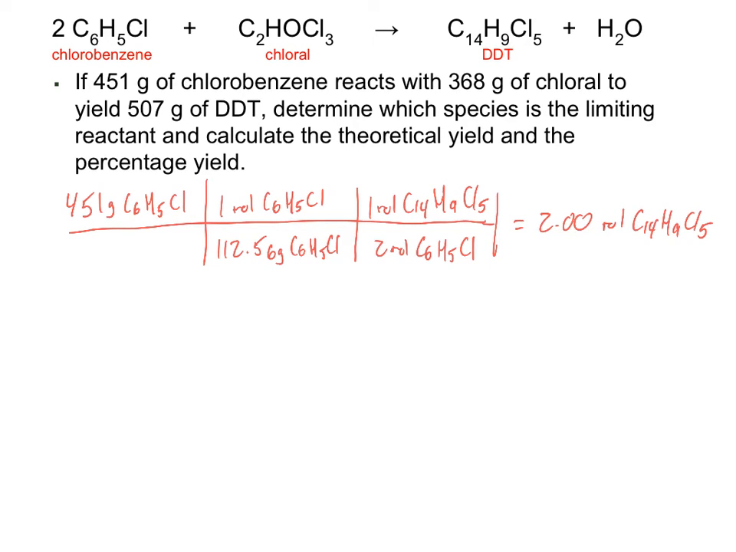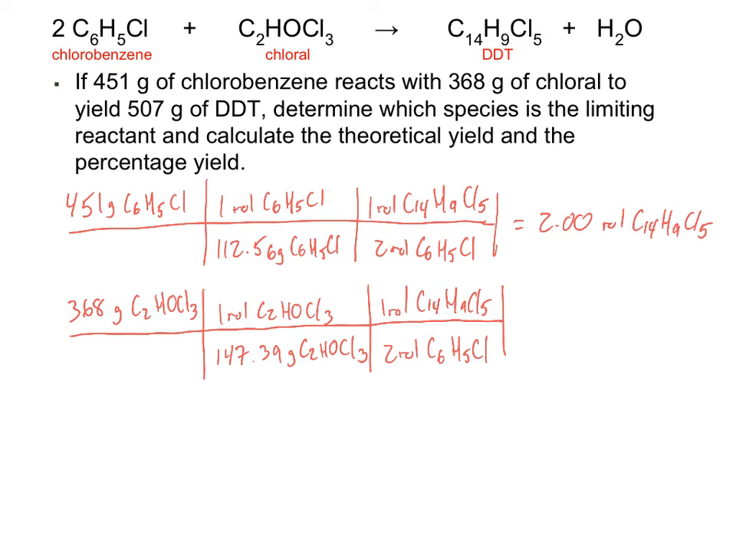Next, we want to look at how many moles of DDT might form from our 368 grams of chloral. And we see that based upon that starting amount of chloral, we would be able to form 2.49 moles of DDT. Therefore, since our amount of chlorobenzene forms a lesser amount, chlorobenzene is our limiting reagent, and we would be able to form 2.00 moles of DDT given these amounts of starting material.